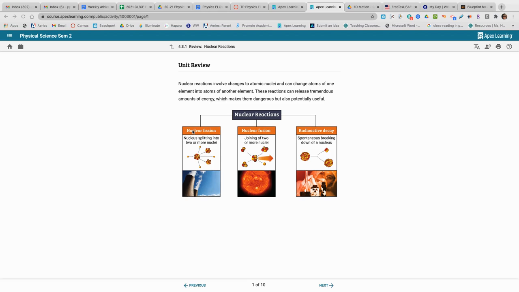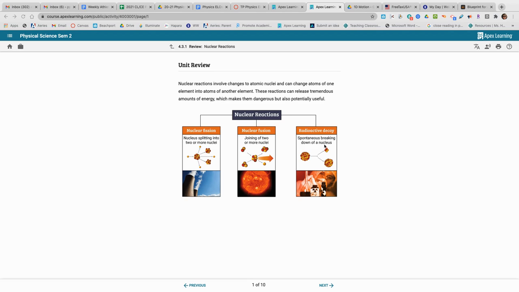Nuclear fusion, think of fusing something together, is when you take multiple nuclei and they join and form one nucleus. Nuclear fusion also produces a tremendous amount of energy in the process of fusing. Whereas in nuclear fission, you actually need to provide the environment with a ton of energy in order to split the nuclei into multiple nuclei.